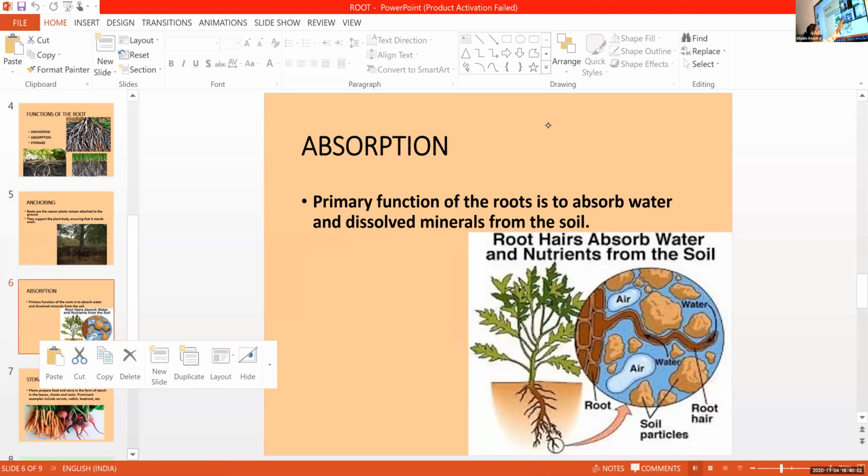Yes, absorption. The primary function of the roots is to absorb water and dissolve minerals from the soil.